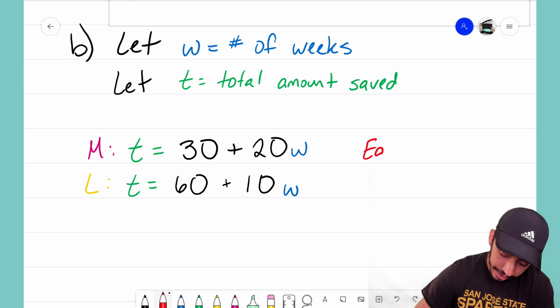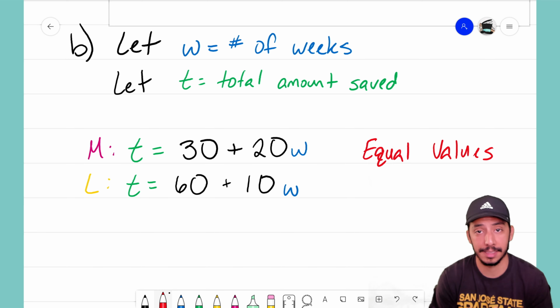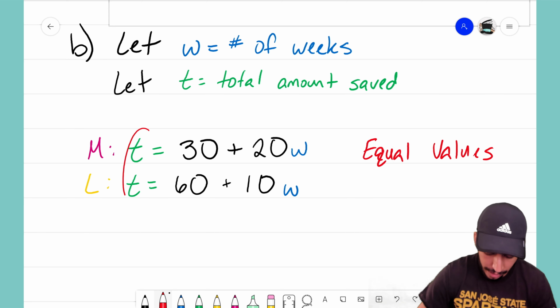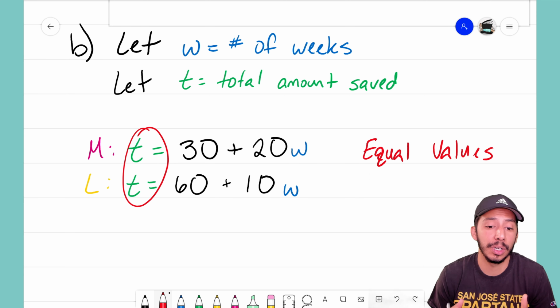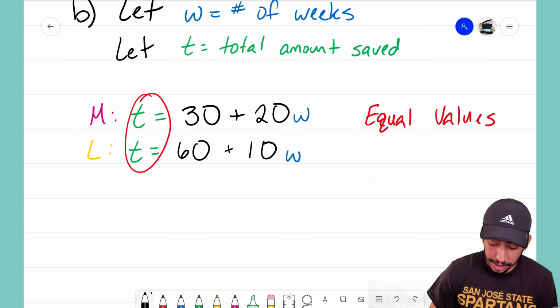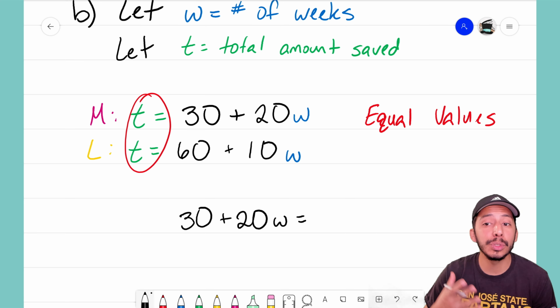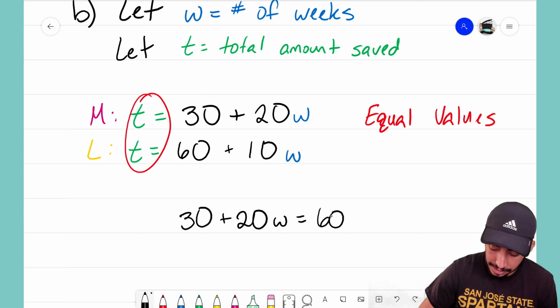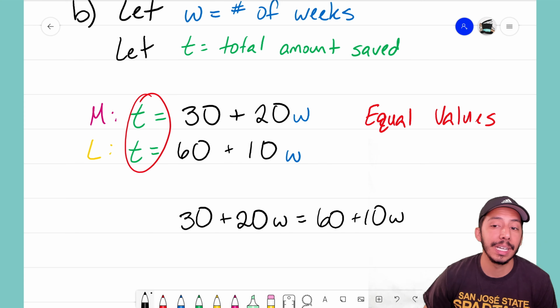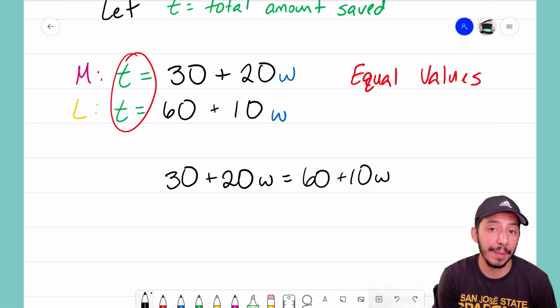I'll go ahead and write it out right here. Whoops, I can't spell today. This is equal values because they both start with T equals. They're both equal to the same thing. Since they're equal to the same thing, when we use our equal values method, we just take this part over here, 30 plus 20W, and we set that equal to the other part, 60 plus 10W. Now we can solve this and figure out when they have the same amount of money.